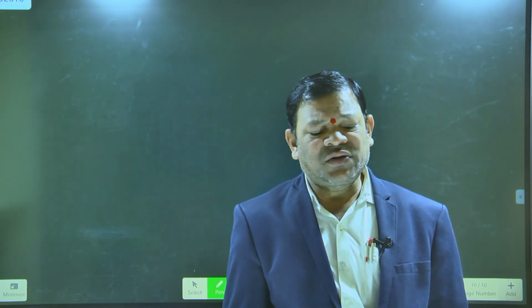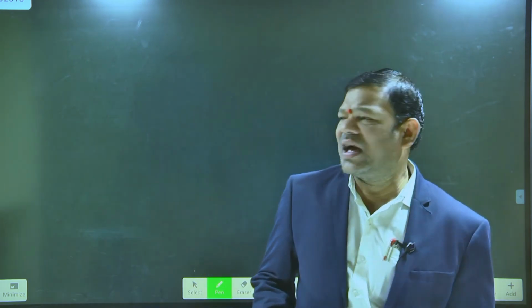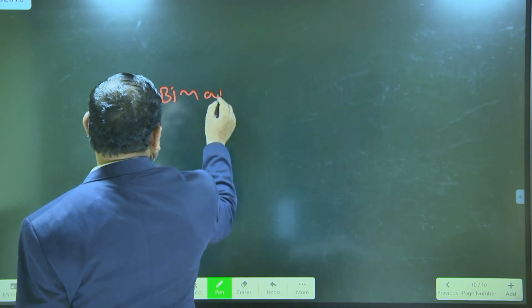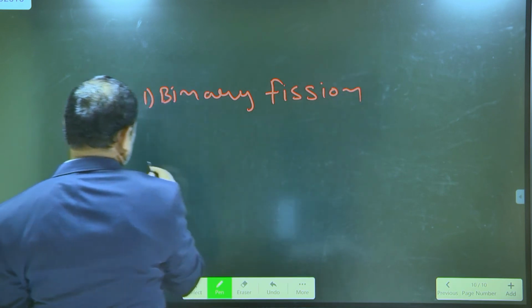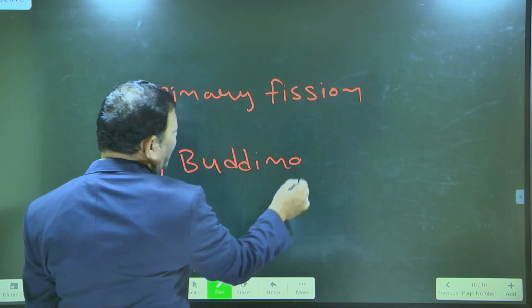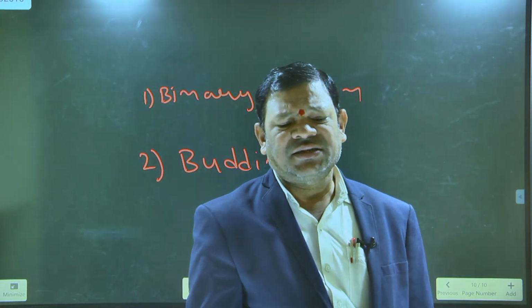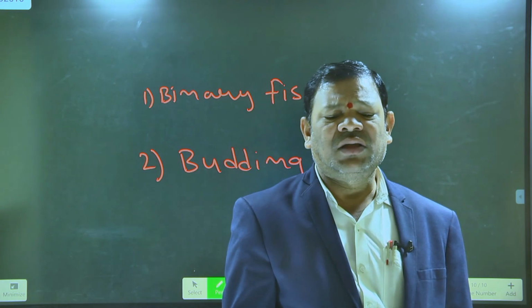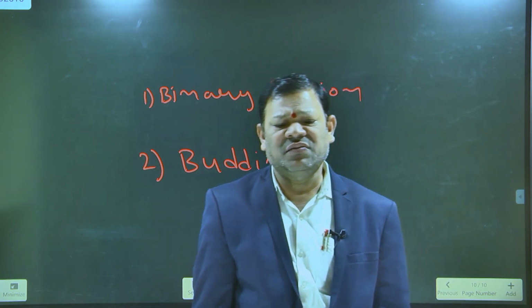In our textbook, two types of reproduction are given. One is binary fission. The second one is budding. Binary fission and budding. Next, in sexual reproduction, how does it occur in the human being? What are the sexual parts, how does fertilization take place, how does the embryo develop? Each and everything we can discuss in detail.